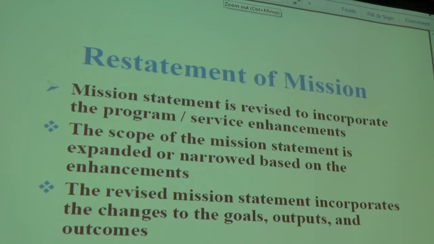The objectives are going to change, and so the mission statement then needs to take into account the changes that occur across the whole entire program, and the outputs, the outcomes, the goals.